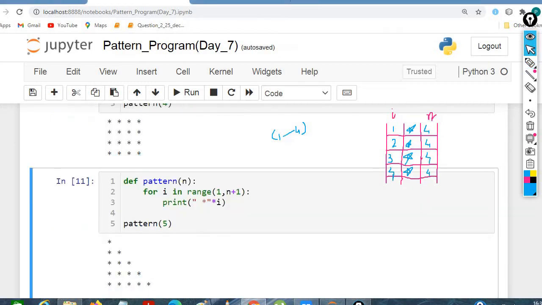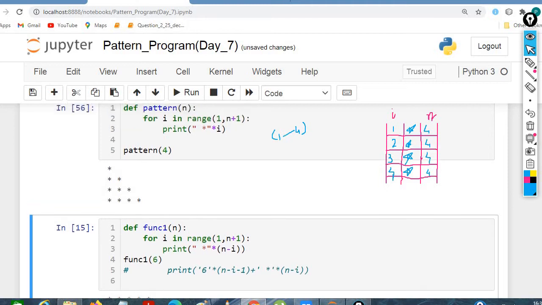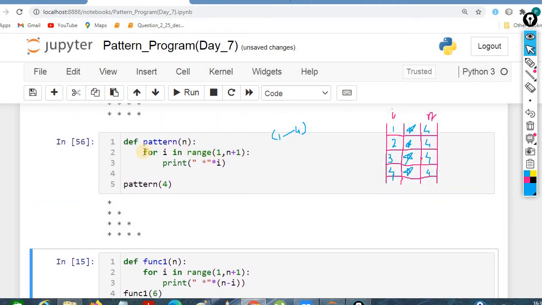In the second program, we are going to see the right angle triangle. In this also we are defining n equal to 5. We can define n equal to 4 as well. We define one function, def pattern, and one for loop. In that we give a range and then print the star.